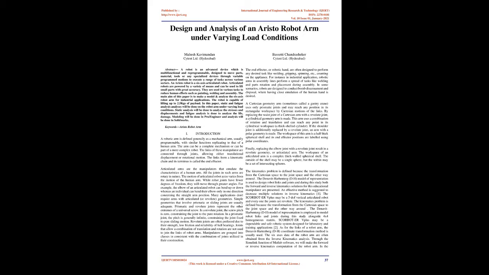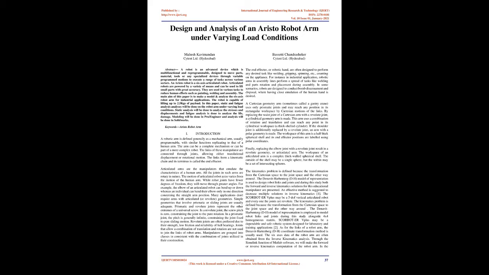An Aristo robot is a 6-axis articulated robot. Articulated robots are powered by a variety of means and can be used to lift small parts with great accuracy. They are used in various tasks to reduce human effort, such as painting, welding and assembly.